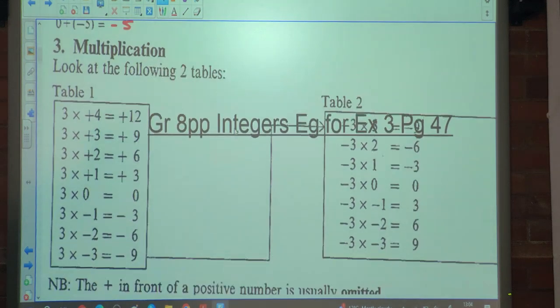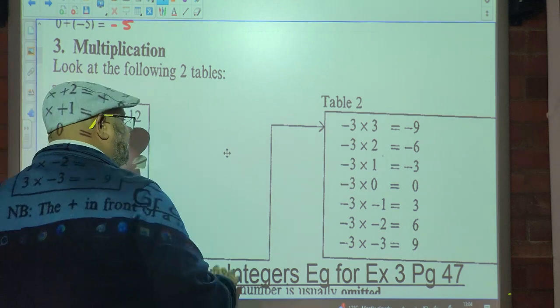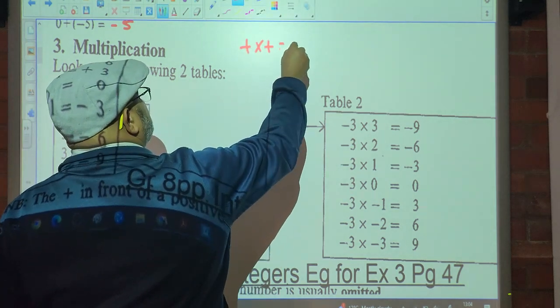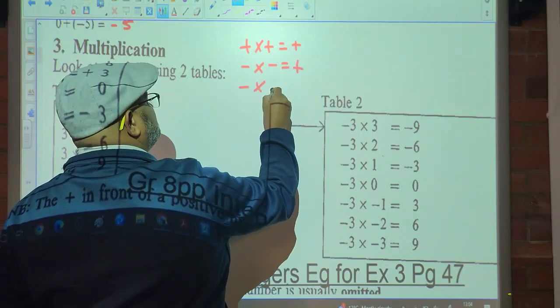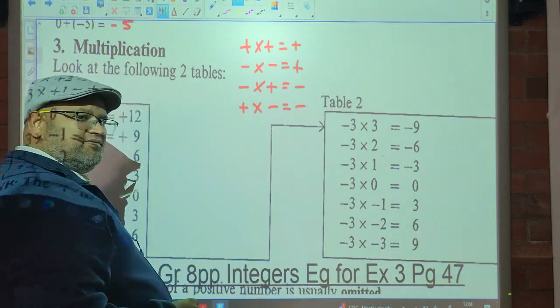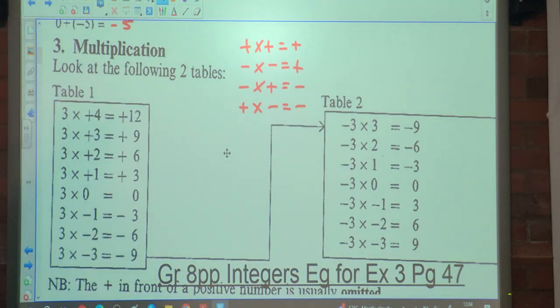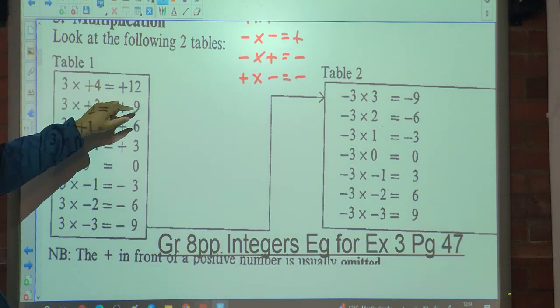Now we're going to look at multiplication. We know that positive times positive is a positive. And now negative times a negative? Positive. Negative times positive? Negative. Positive times negative? Negative. Okay, and then we wrote down this table. If there's no sign, we know it's positive. So 3 times 4 is 12, so it's positive 12.